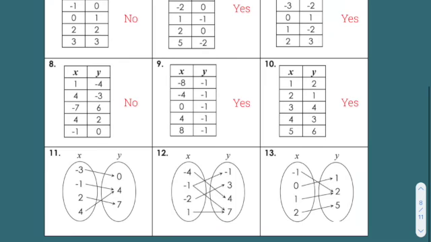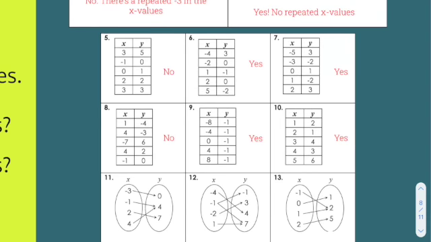Number 11 and 12 and 13, now we have mapping. We have to remember that each of these bubbles, they represent the domain and the range. So we can have more than one ordered pair. So let's just take a look at number 11. What would be the ordered pairs over here? Remember, they connect. This shows the connection between an x value and a y value.